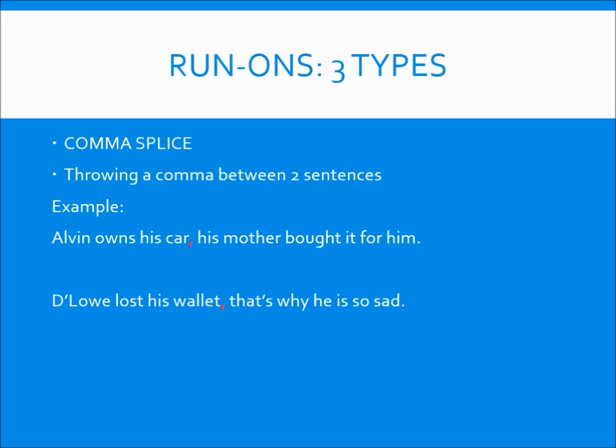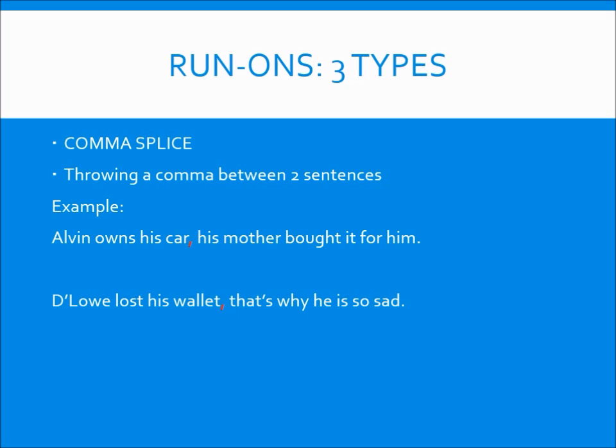Well, a run-on sentence is when we actually put two sentences together the wrong way. And there are a couple of different types of run-on sentences. Let's first talk about the comma splice. A comma splice is literally when you just throw a comma between two complete sentences.